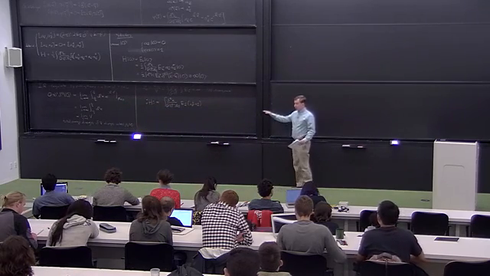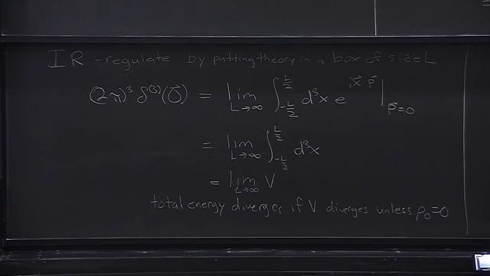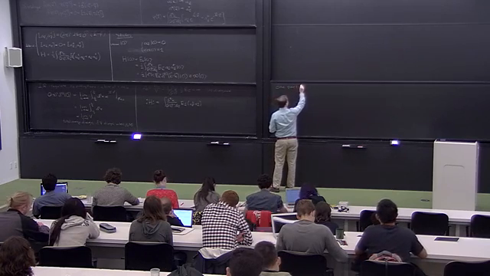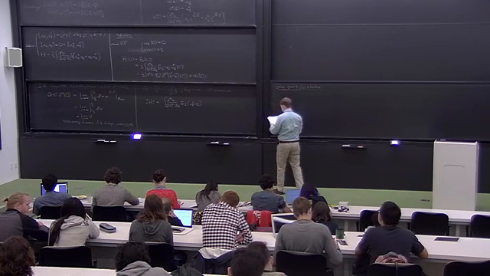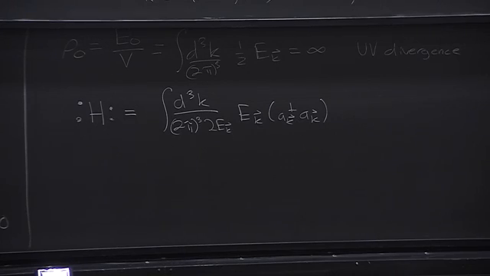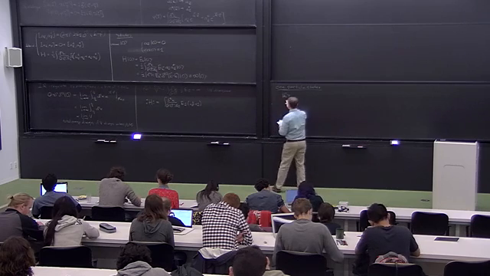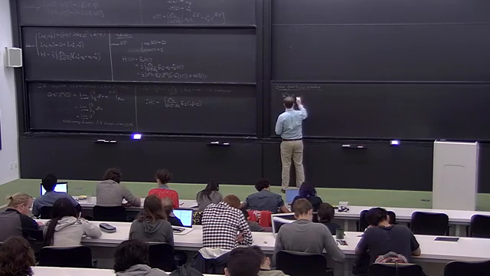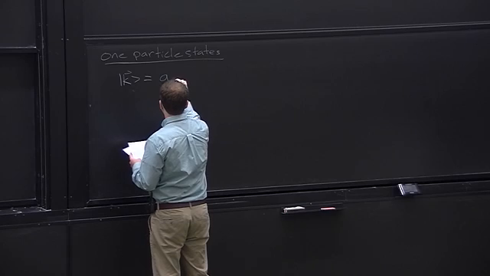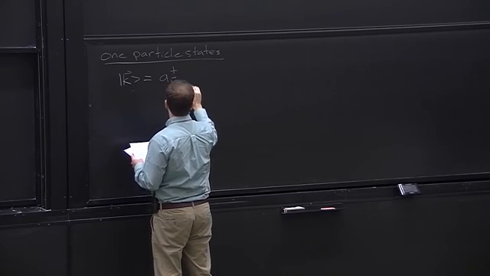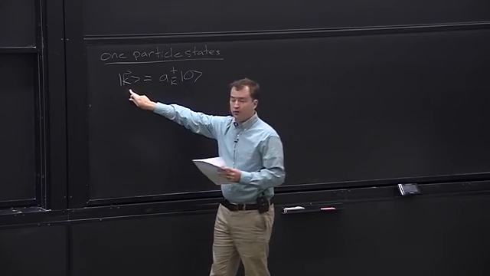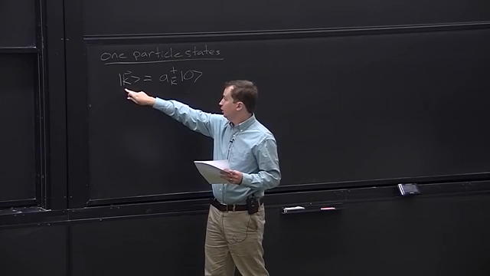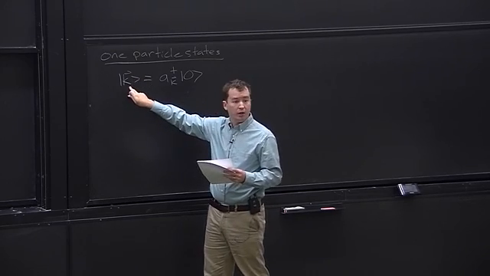So the next simplest states in our theory are the one particle states. And the one particle states are formed by acting with a single creation operator on the vacuum state. And I'll denote them by |k>, the 3-vector k.